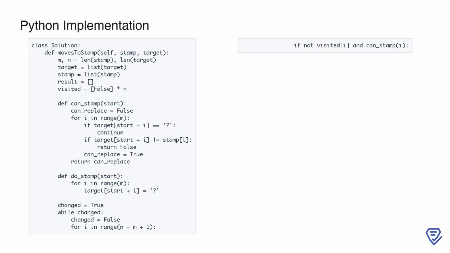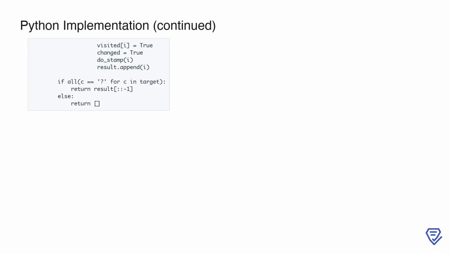We then use a while loop with a changed flag to repeatedly identify and stamp valid segments of the target. Inside the loop, we iterate through all possible starting positions where the stamp could fit, checking if the position is unvisited and valid for stamping using can_stamp. If a valid position is found, we mark it as visited, set changed to true, apply the do_stamp function at that position, and append the starting index to the result list. This process continues until no more changes are made, meaning no further valid positions for stamping exist.